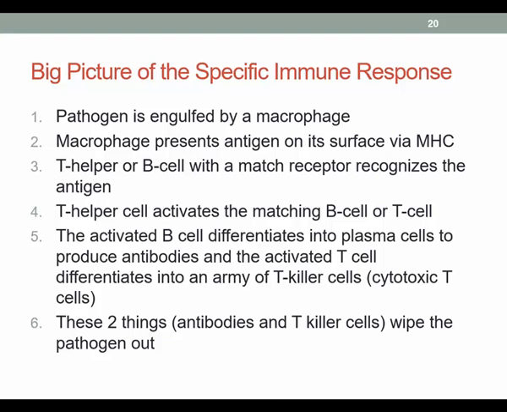Anyway, once that recognition happens, that T helper cell says, oh look, I found the right one, and activates B and T cell mediated immunity. The T cells will become T killer cells and B cells will become plasma cells that make antibodies, and between the two you're going to wipe the pathogen out. So let's look at these steps.